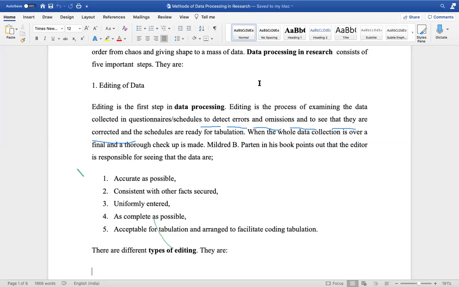जो भी information मुझे चाहिए, जितना complete है उतना ही अच्छा है मेरे research के लिए. And I should be able to tabulate the data and also code the data. I will tell you what is data coding. Are you able to understand?